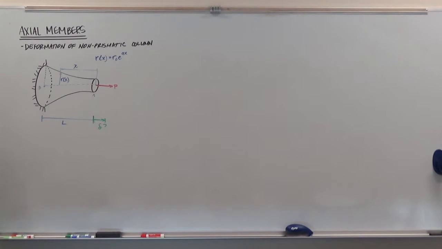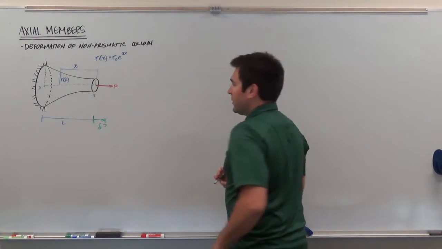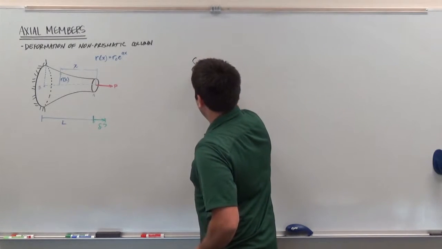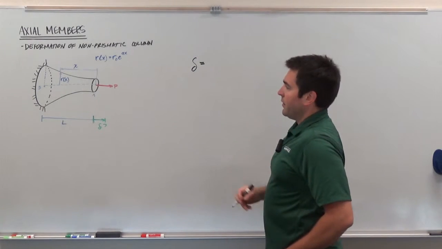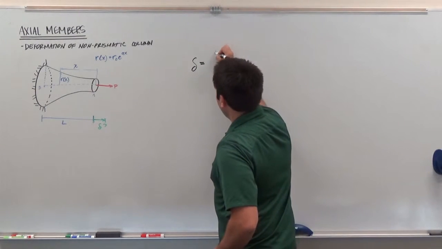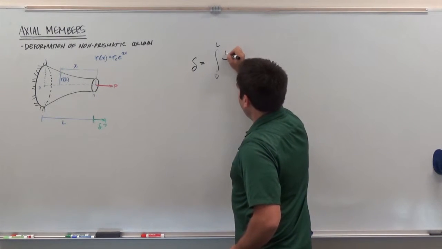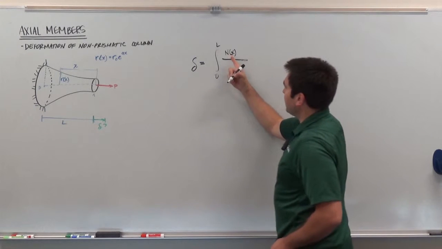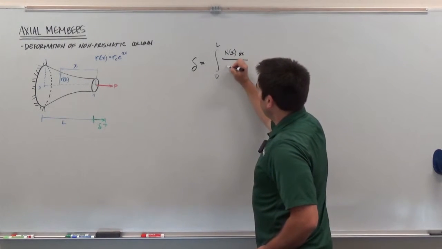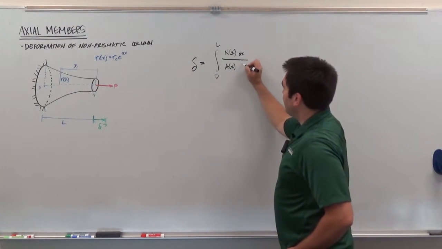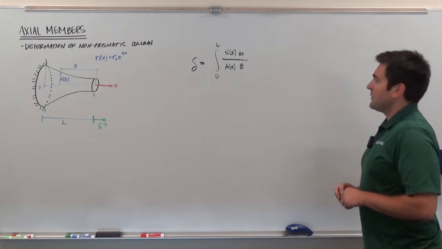So in order to solve for this change in length, the overall change in length of this column, we need to use our general elastic deformation equation that we derived previously. And that is simply the change in length of an axial member is equal to the integral over the entire length of the member of N of x, the internal normal force as a function of x, dx, over the cross-sectional area A as a function of x times the modulus of elasticity.